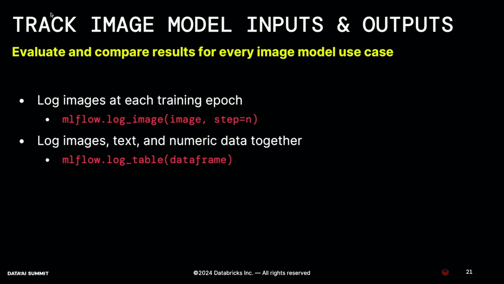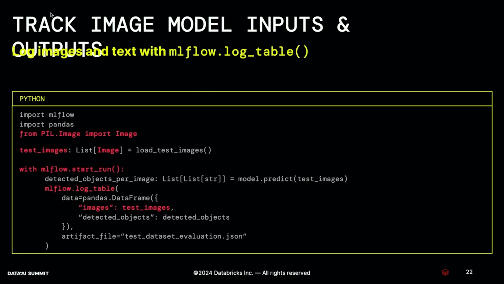The second API enables you to log collections of image, text, numeric, and other data together. This provides a holistic idea of the performance of your model. And the command that you use for that is the MLflow log table API. We're going to look at that one a little bit more closely.